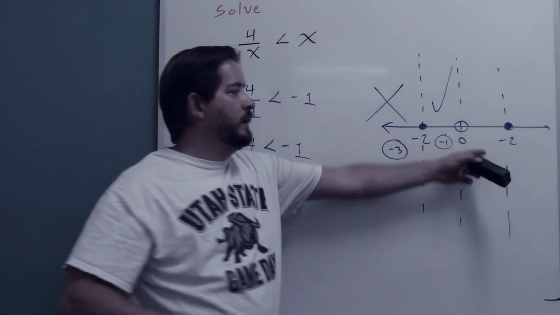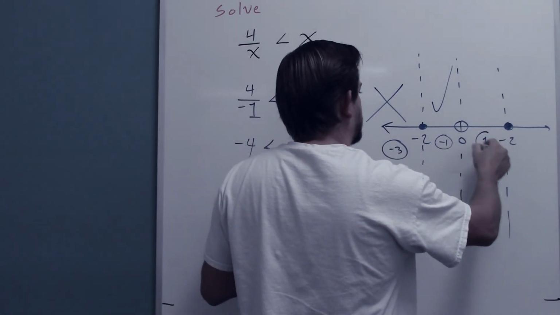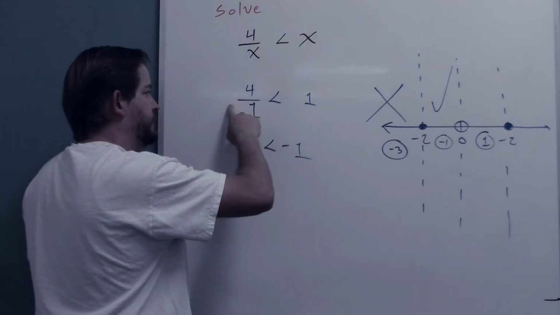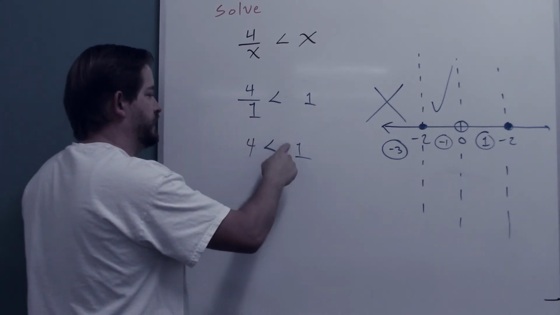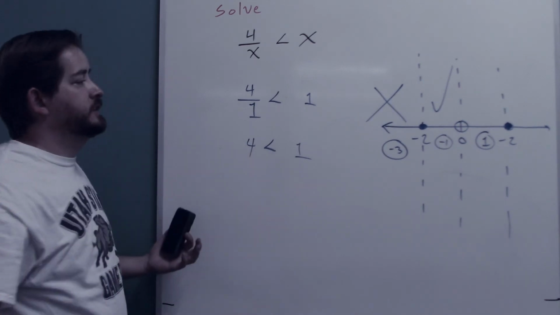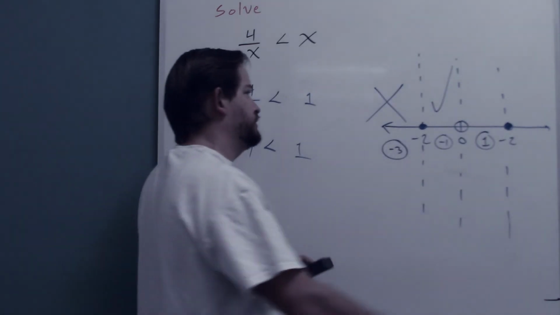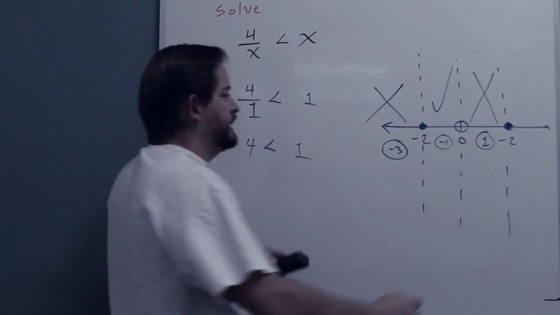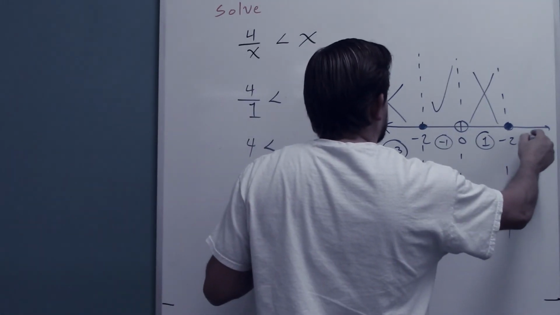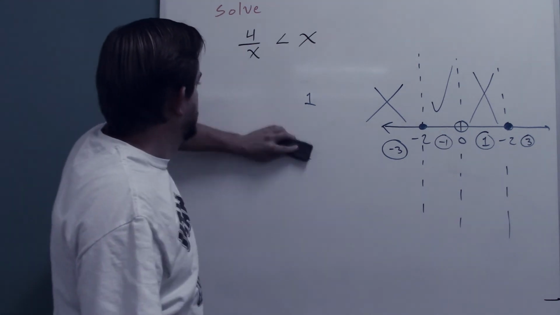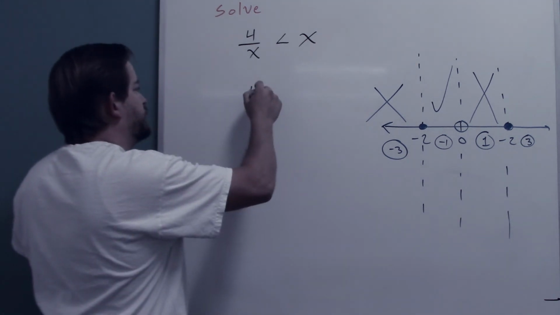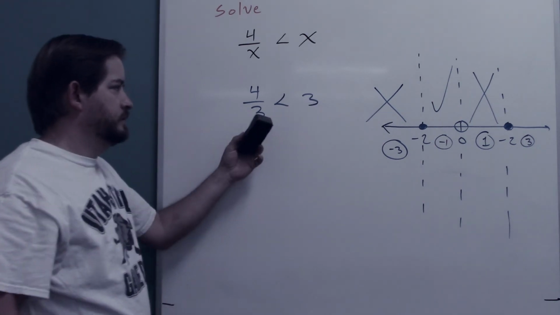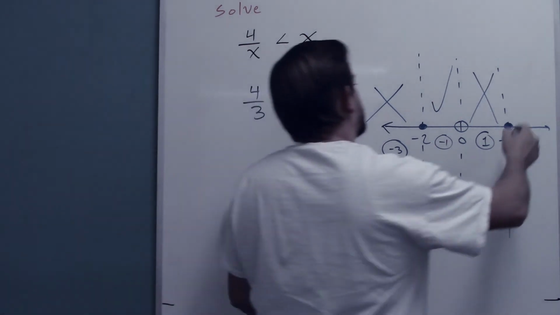Check a number like 1. If I plug in 1, now that's not negative, which means that's not negative and that's not negative. 4 is less than 1, that's false. And so, not true here. And then I'll plug in, say, 3 over here and see what happens there. It gives me 4 over 3 is less than 3. Well, that is true. And so it does solve over here.